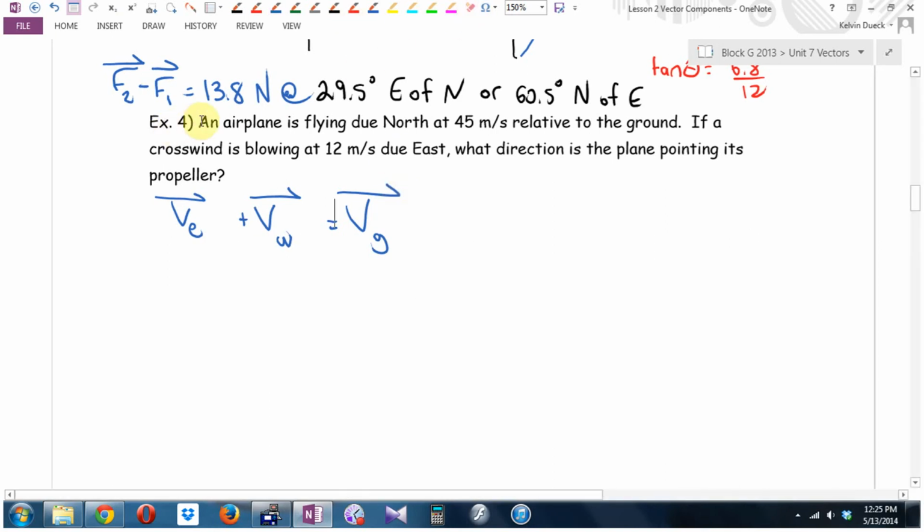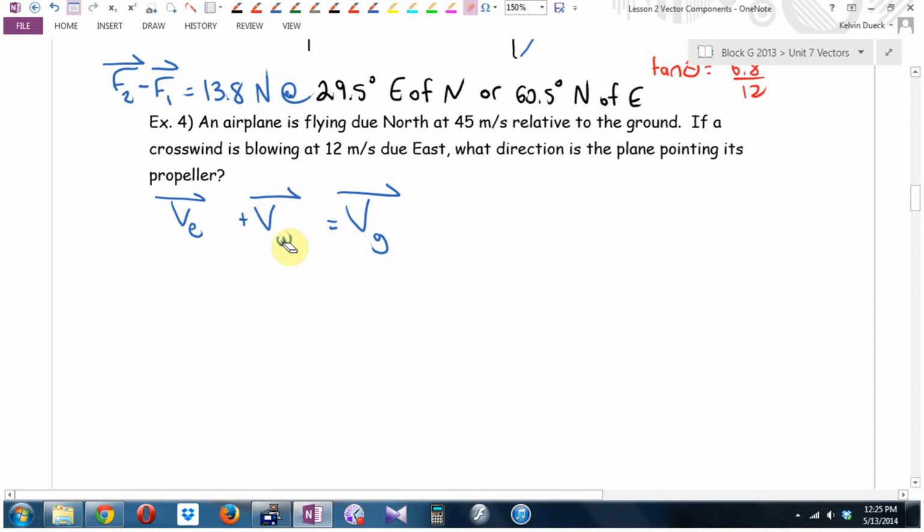Tawny, read to me, my angel. It says an airplane is what? Flying due north at 45 meters per second relative to the what? I think that 45 is what the tower is seeing. Keep going. If a crosswind is blowing at 12 meters per second due east. I think that 12 is that.